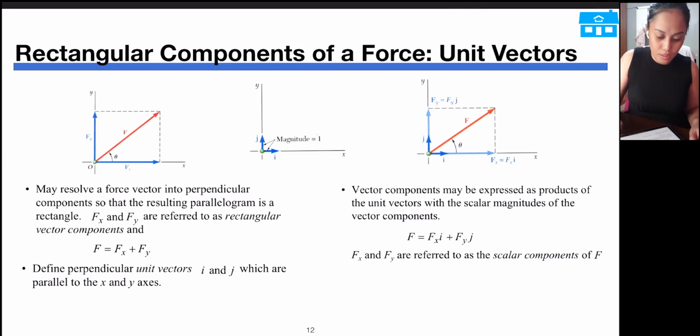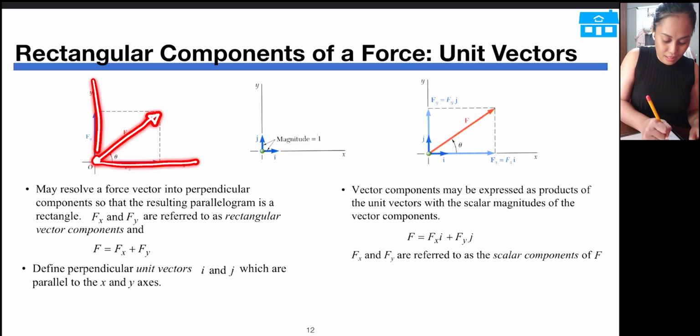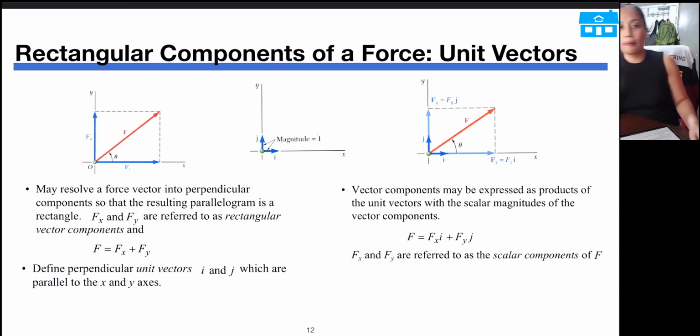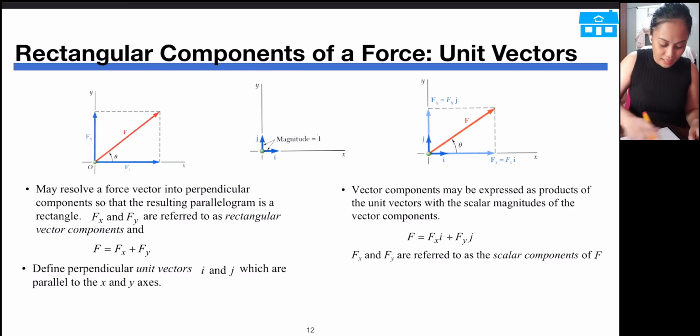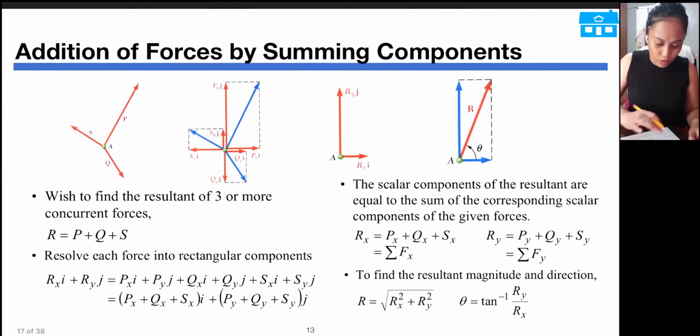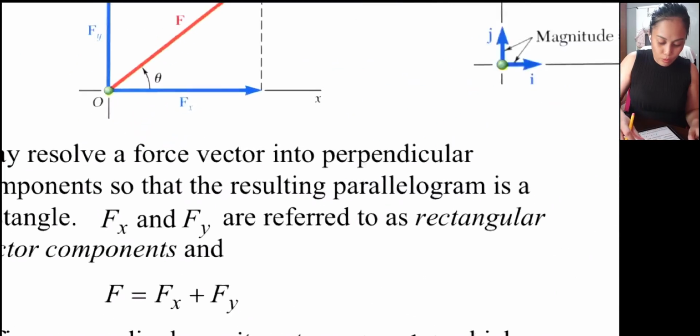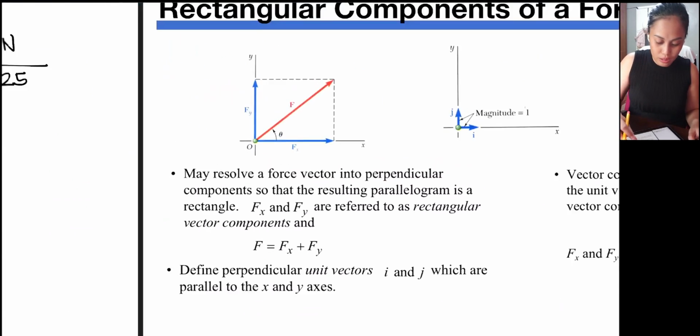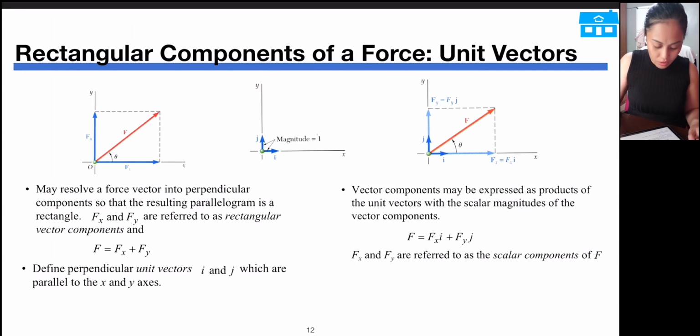Okay, so the topic is rectangular components of a force, unit vectors. Say, for example, we have a force F that lies in the xy plane. We can resolve this force into its perpendicular components so that the resulting parallelogram is a rectangle.